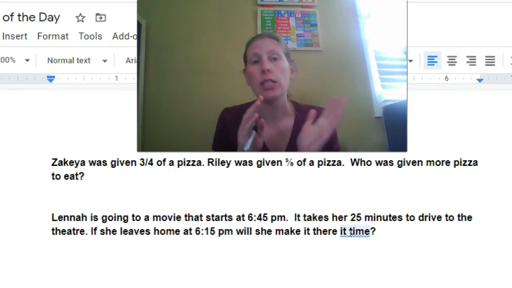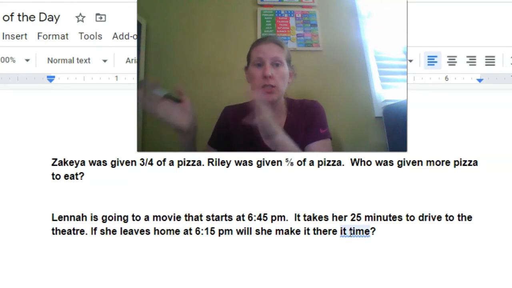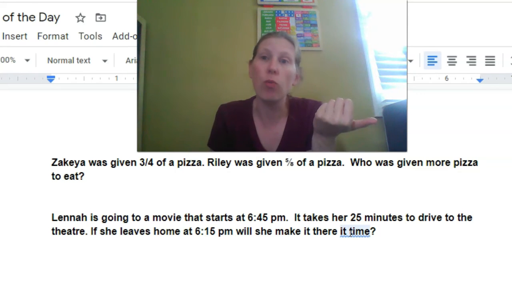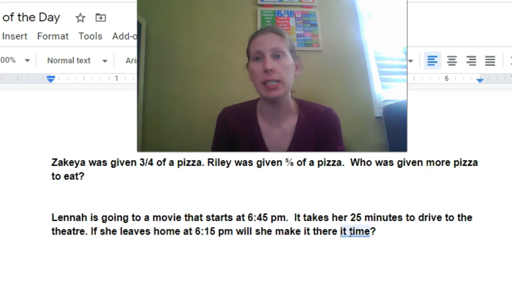Okay, so Zakia and Riley each have a pizza. We're getting some pizza. The pizza is the same size, so here's Zakia's pizza, here's Riley's pizza, they're the same size. Zakia is given 3/4 of that pizza. Riley is given 5/8 of the pizza. Who is given more pizza to eat?